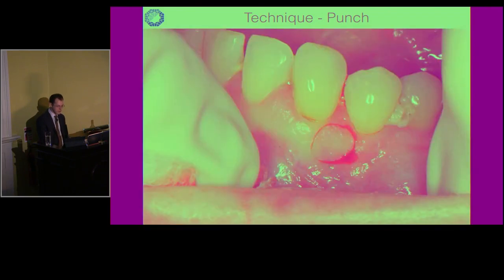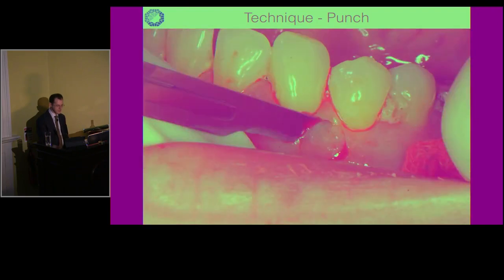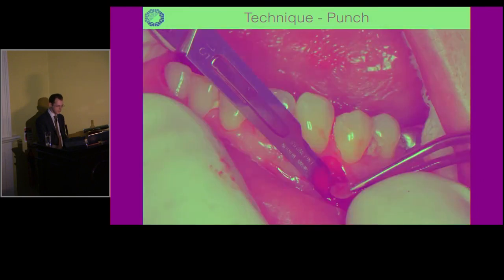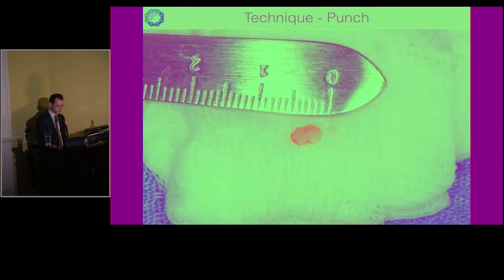So a little punch biopsy from an involved area. You can see the circular cut there. That little circle is then removed with a blade, and you're left with a raw surface. So there's the little sample being removed. That's a 5mm biopsy punch. You can see the sample there.